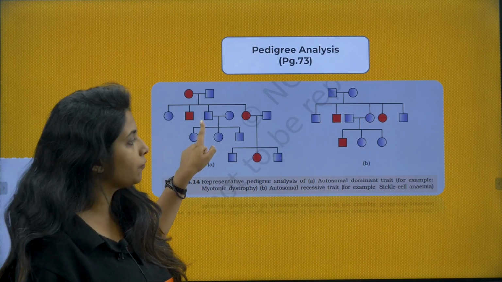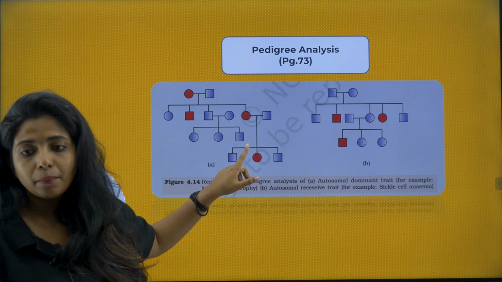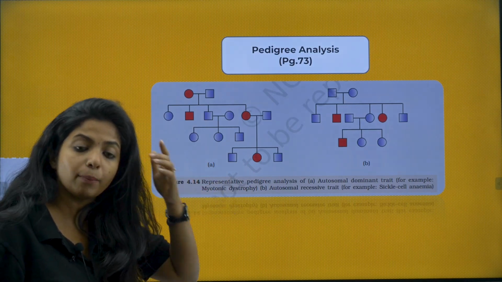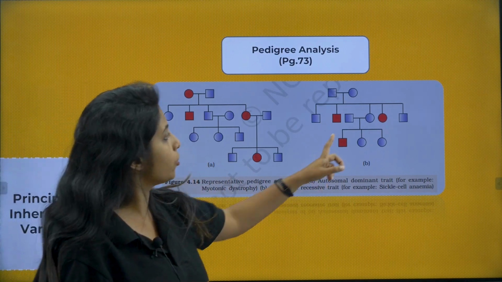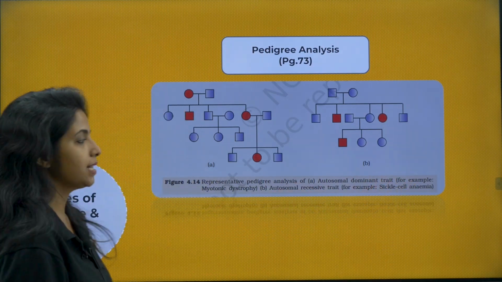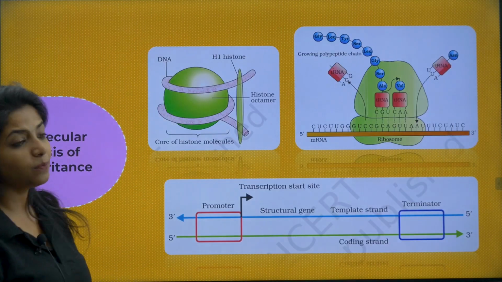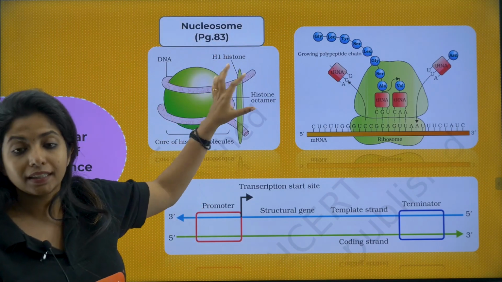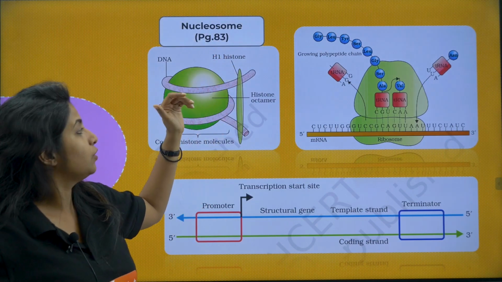So this is an example of an autosomal dominant trait, that is myotonic dystrophy, my dear children, which is just given under the picture. So this example is really important. Now over here, for an autosomal recessive trait, you have sickle cell anemia. Cool. Now next, talking about molecular basis of inheritance, you have the structure of nucleosome on page number 83. You have to draw this.